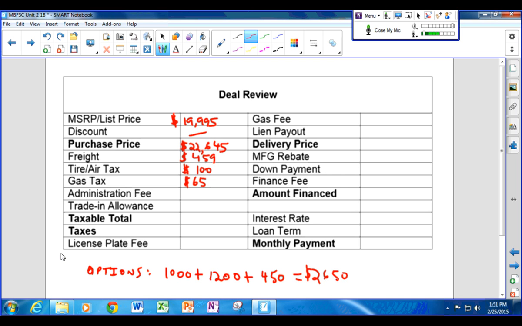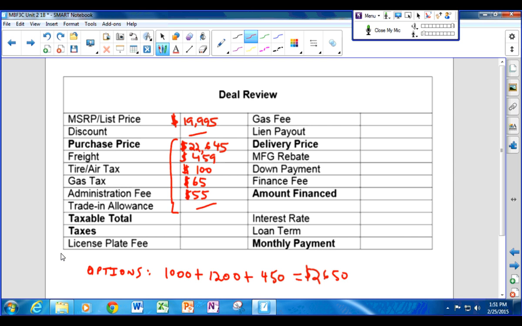So basically, because cars are valuable property, there are some registrations to do. Okay, let's see, trade-in allowance. She doesn't have a trade-in. And then the taxable total. So what we're going to do is add everything, these things right here. We're going to add all those up.